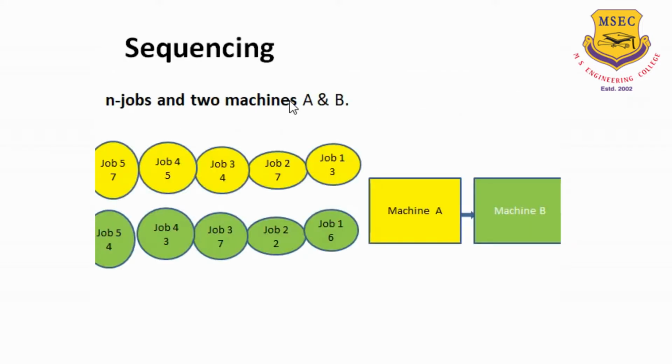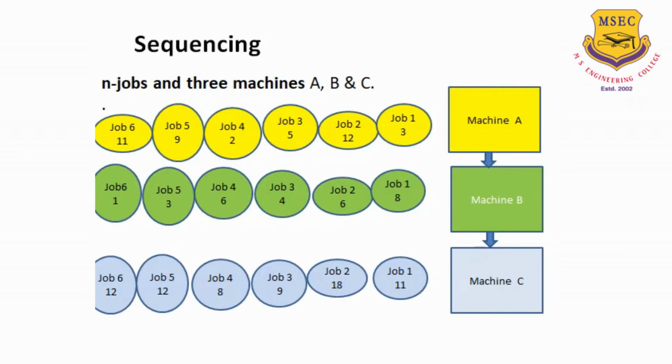In sequencing, the problem we generally face is to find the sequence of the jobs to be processed on the machines. Here we have only 2 machines, machine A and machine B. I have considered 5 jobs, job 1 to job 5, with different processing times. For example, on machine A, job 1 takes 3 minutes and on machine B, job 1 takes 6 minutes. So the times vary depending upon the different types of operations that are going to be performed.